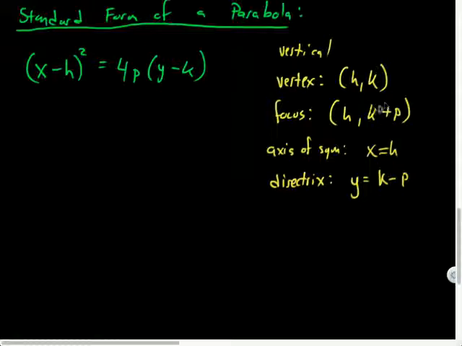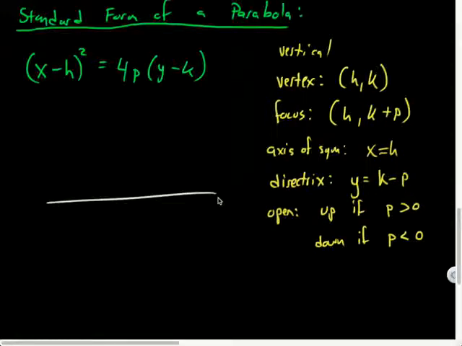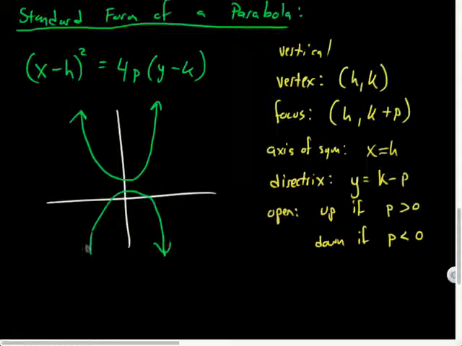So there's our directrix. And then there's also this concept of which way it opens. It opens up if p is positive, which we used to have before as well, and it opens down if p is negative. A little graph of what this might look like: I'm talking about this sort of parabola, vertically oriented. So it could also open down, something like that.